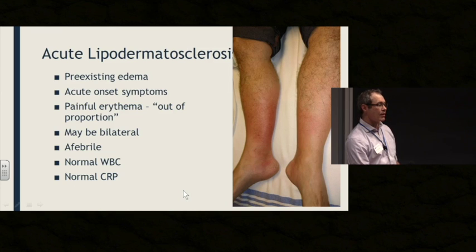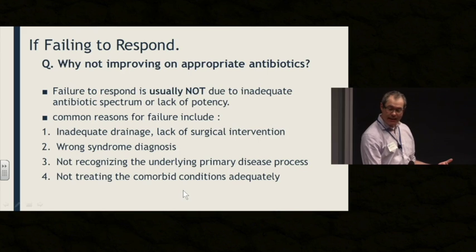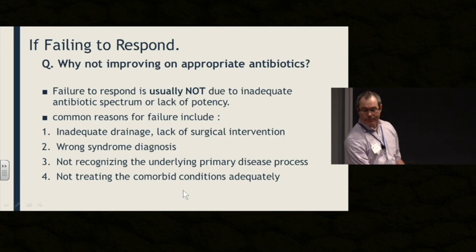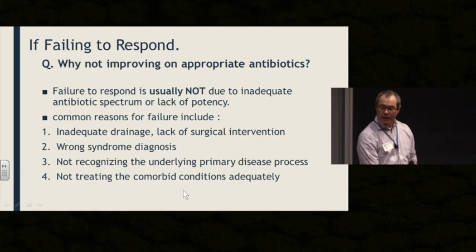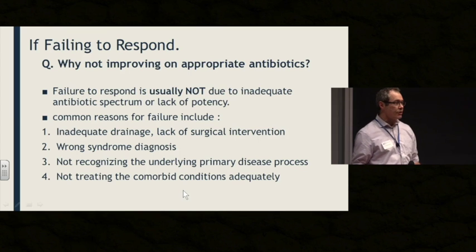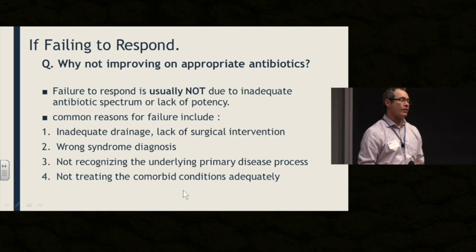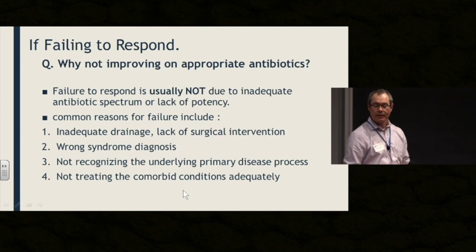It's an acute episode of stasis dermatitis, really, that's involving the subcutaneous tissue as well as the skin. So, when patients aren't getting better on oral antibiotics, they don't always need IV. Why not improving? The common reasons for failure, I find, number one, is inadequate drainage or lack of surgical intervention. We see people all the time in our clinics where they just need a bit more drainage of a subcutaneous collection or a bursa space or something like that.